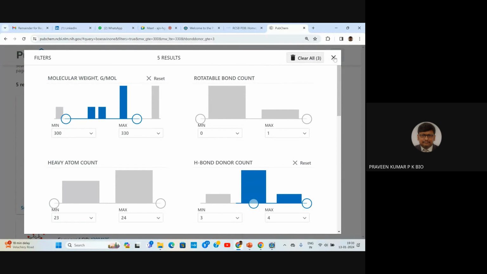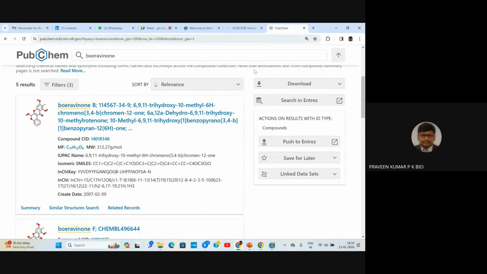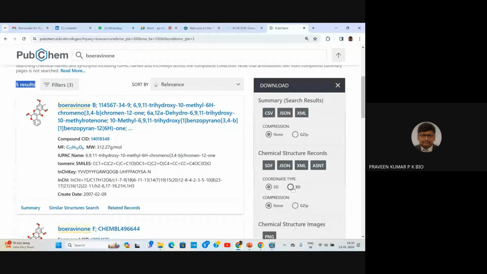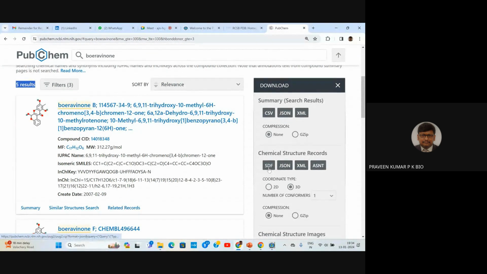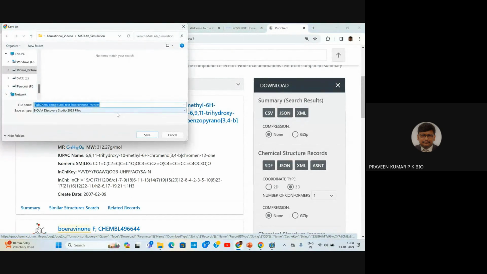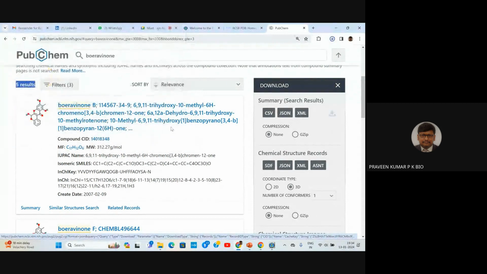Now simply click that X, and then you have to click download. If you see here, now we got 25 results just because we have filtered like that. If you download it, you have to choose the 3D format and click SDF. Then obviously you will be downloading only the 5 plant compounds in a single data set. Got it? So this is how we can do it. Even you can download it on the desktop somewhere like that.